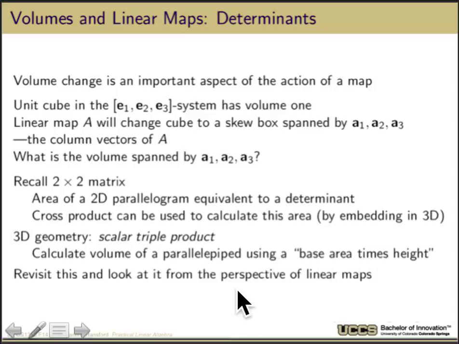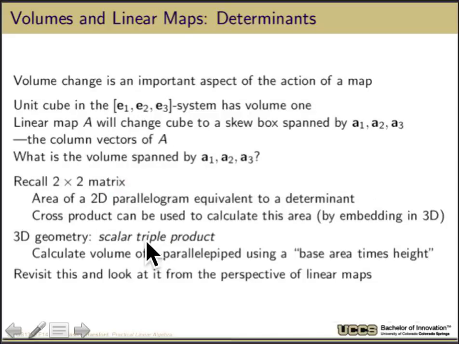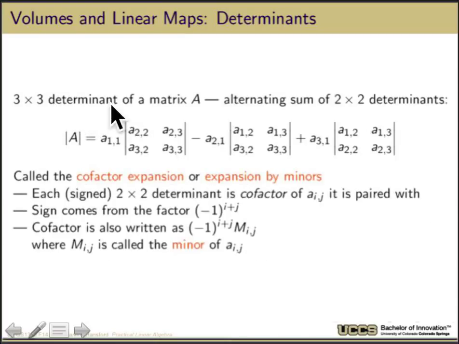We're going to relook at this and look at it from the perspective of linear maps and show you another way of how we can get that. So in 2D, we knew that the area was the determinant of the transform. And in 3D, if I have a matrix, I can take the 3D determinant of the matrix as the alternating sum of 2D determinants. Saw this before. We're going to take the coefficient of A11 times the determinant of the submatrix, or the minor cofactor, minor of A22, 23, 32, 33. Change the sign for the second one, do the third one.